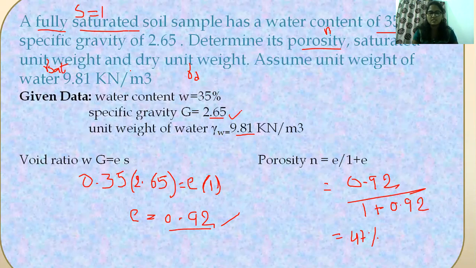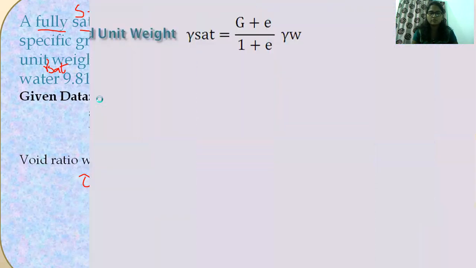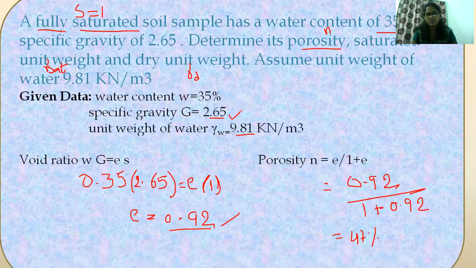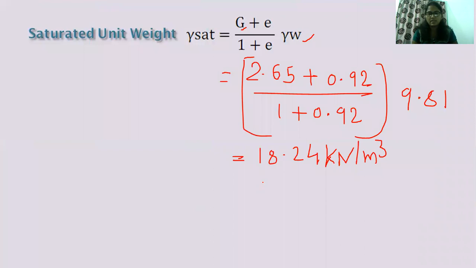So, S is equal to 1. So, E is equal to 0.92. Next, we can calculate saturated unit weight. Gamma sat is equal to G plus E by 1 plus E into gamma W. This value is already given in the problem. Specific gravity value given, unit weight of water value given. But E value we can determine in first case. In void ratio, substitute 0.92. So, we will get 18.24 kilonewton per meter cube.